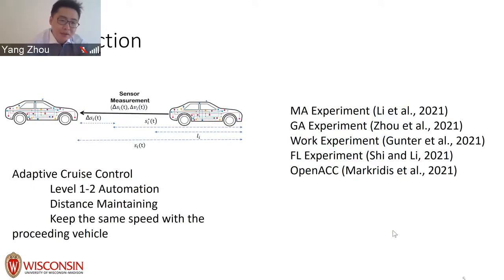As a basic function of partial automation, adaptive cruise control, I believe, belongs to level one to level two automation. It helps the vehicles maintain a desired distance while keeping the same speed as the preceding vehicles. Due to this automation, there are multiple field experiments recently conducted all over the world. For example, experiments conducted in Massachusetts, in Georgia, in Champaign, Illinois, Florida, and the European Union for various purposes of traffic flow analysis under this partial automation.